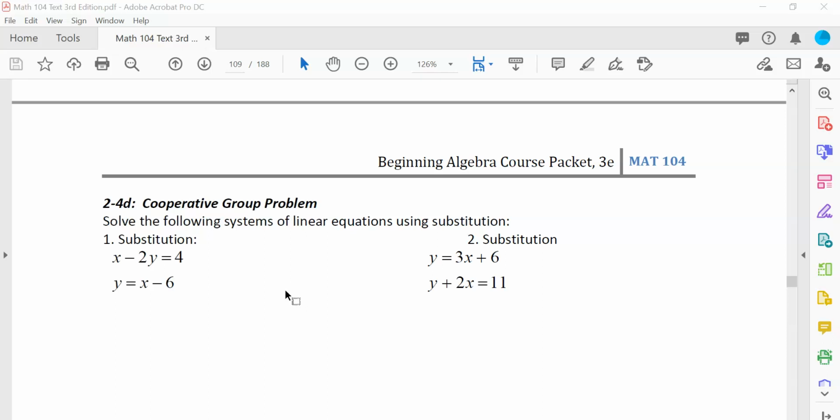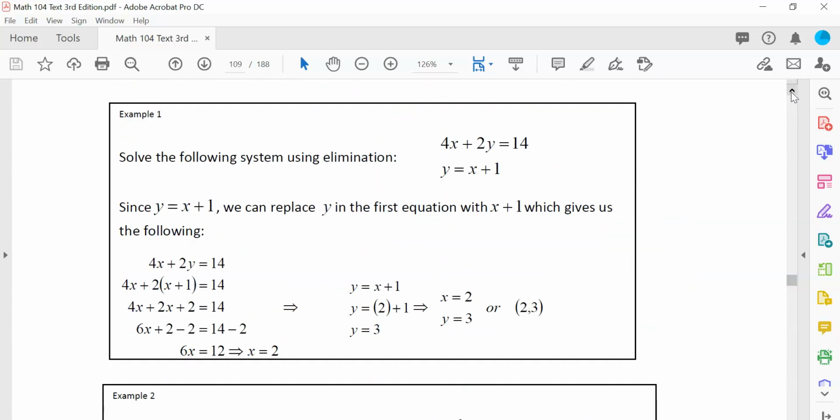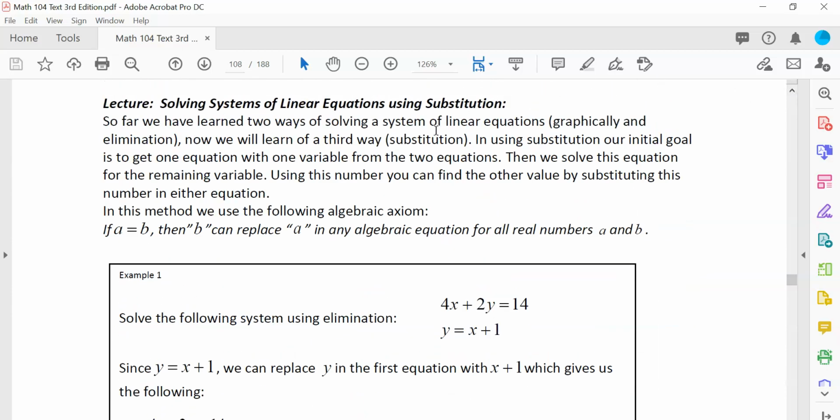Now, the very last part of lesson 2.4 is about the substitution method for solving a system of linear equations. So the idea behind substitution is that we have at least one equation which is solved for either y or x. Generally speaking, it's solved for y because that's slope-intercept form. So think one equation is kind of like a slope-intercept form. The other may or may not be.